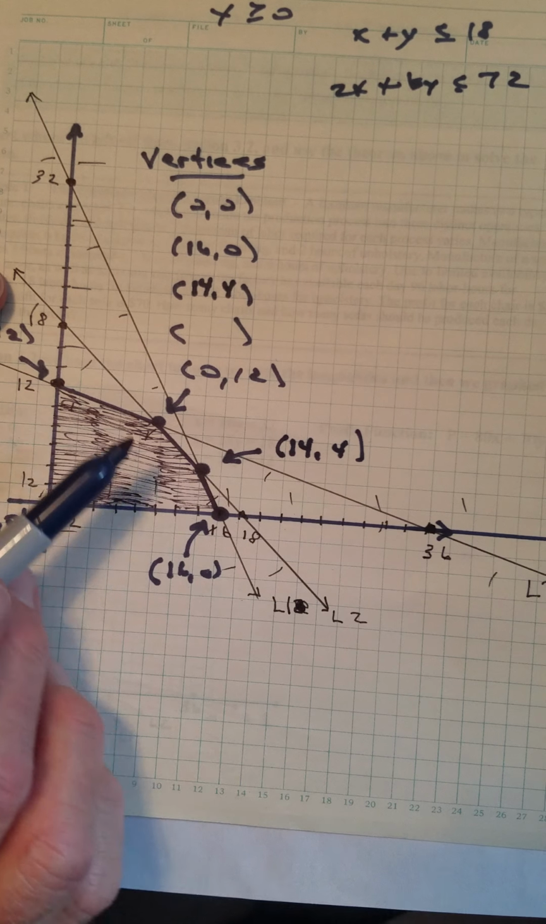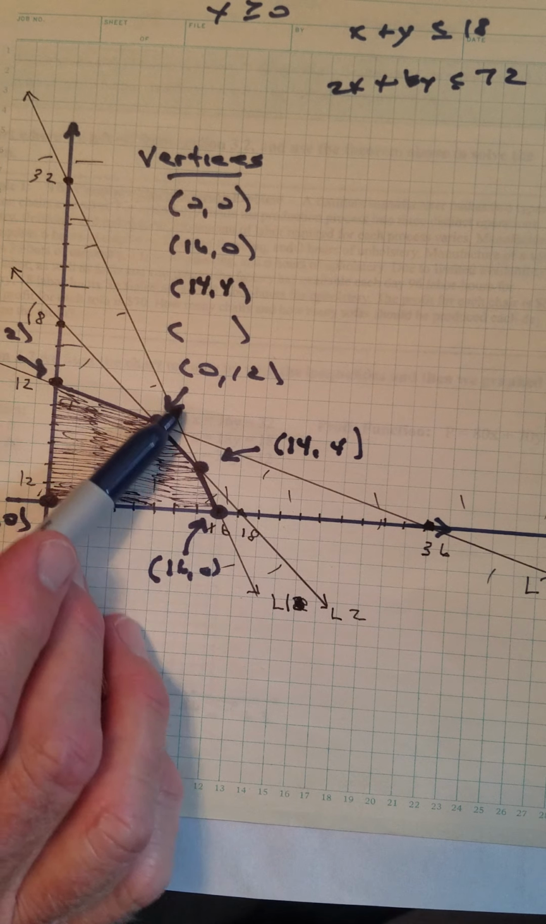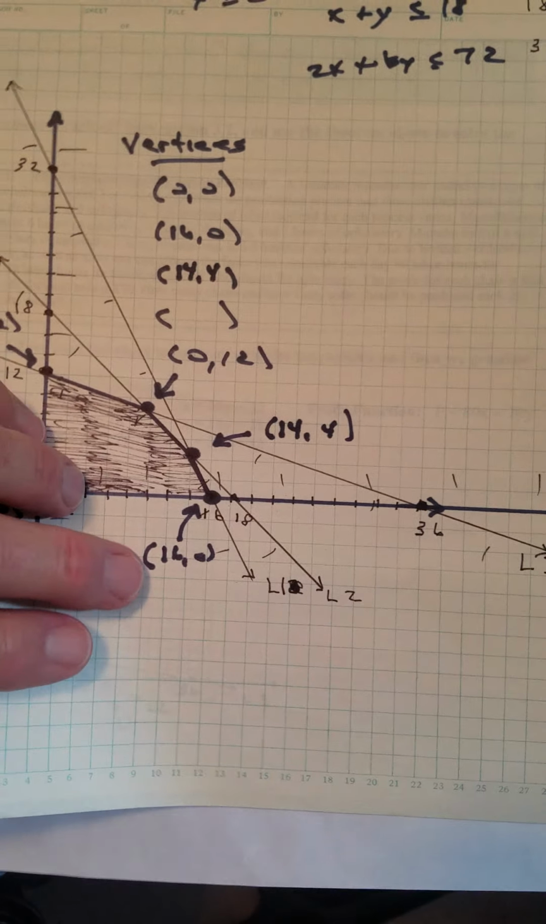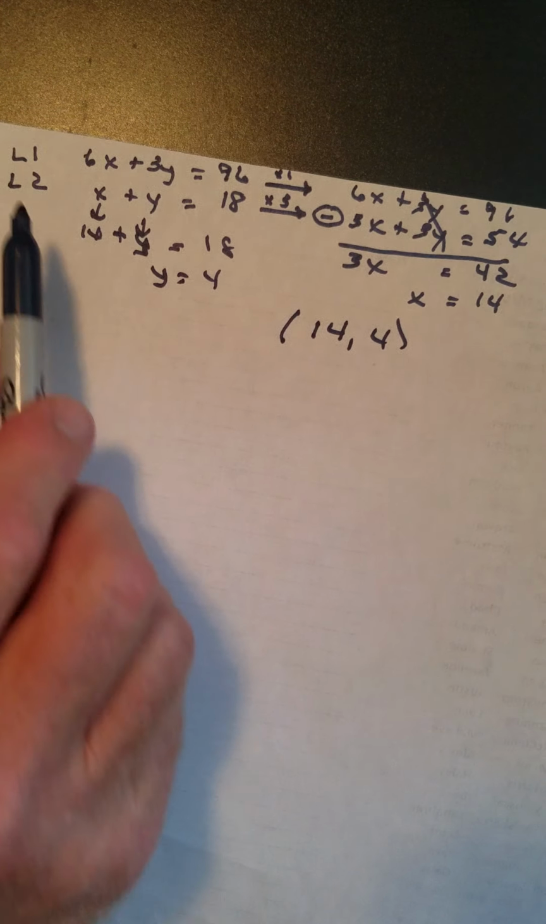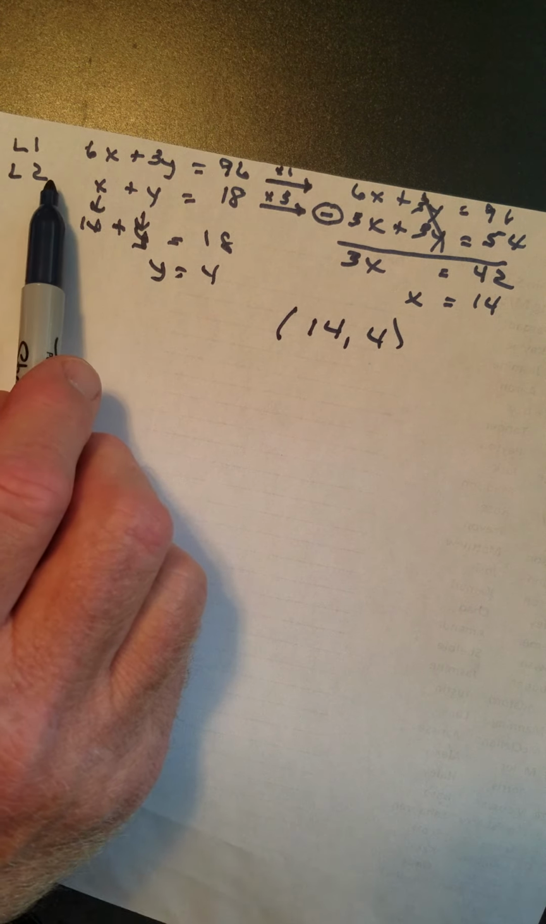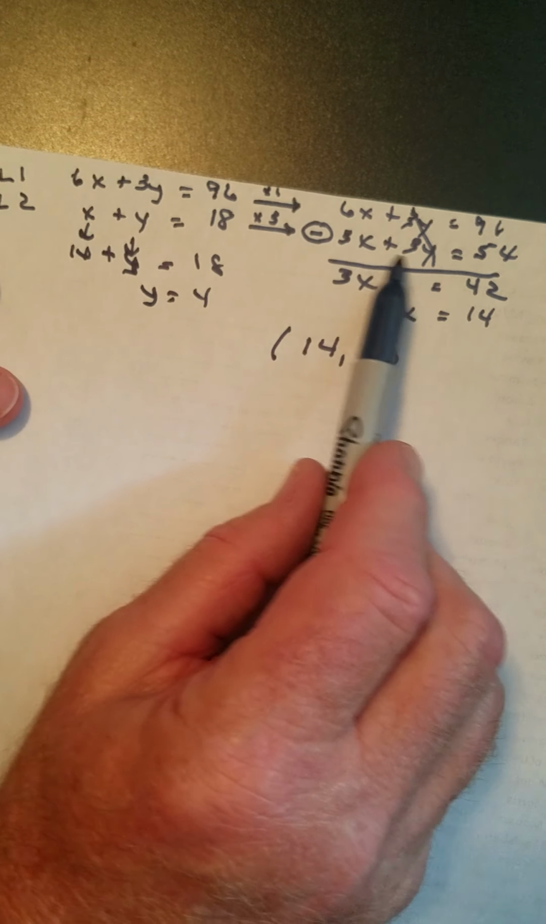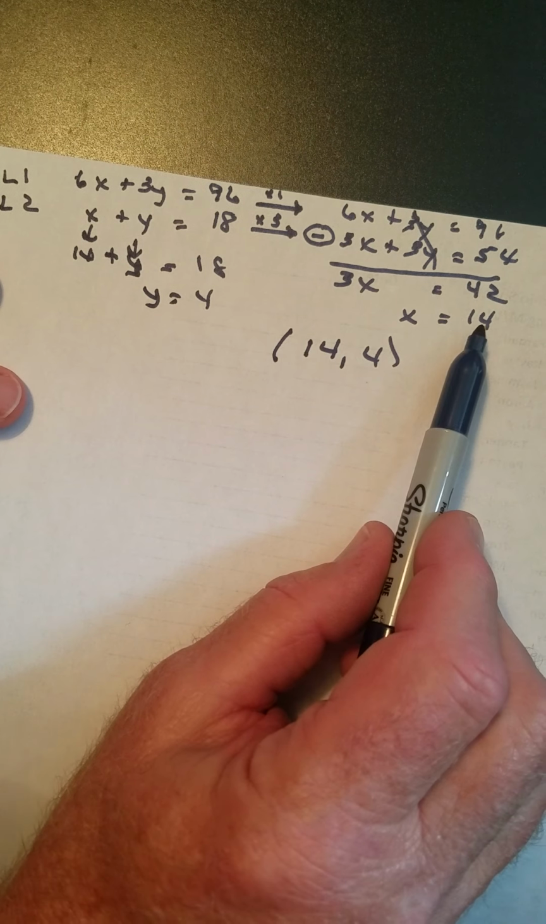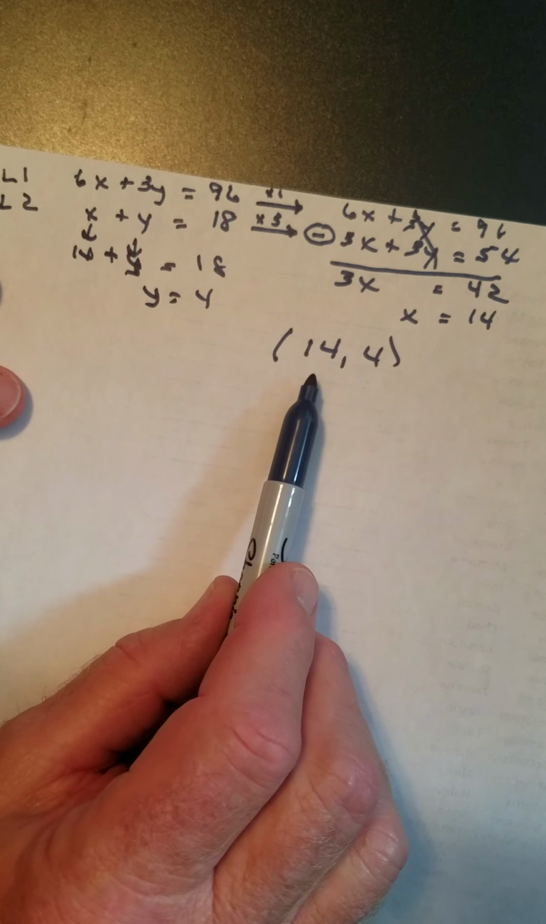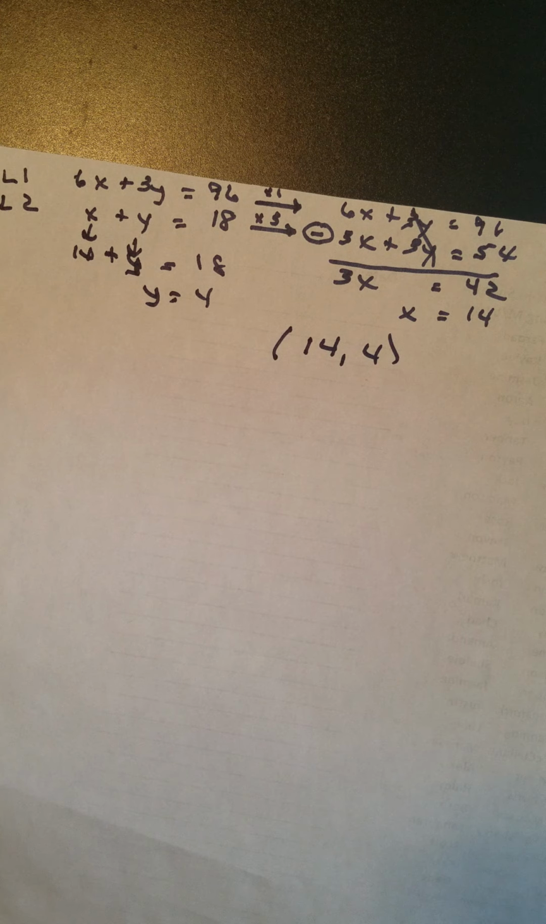So again, what I did on that was on L2 and L1. I went off to the side over here, and I wrote L1 and L2 down. And then I used linear combination to solve. I got x equal 14. I plugged it back in, y was 4. So that was the point 14, comma 4.